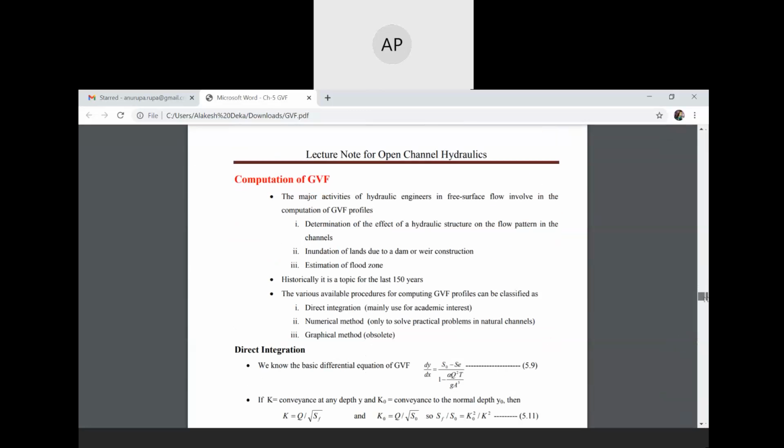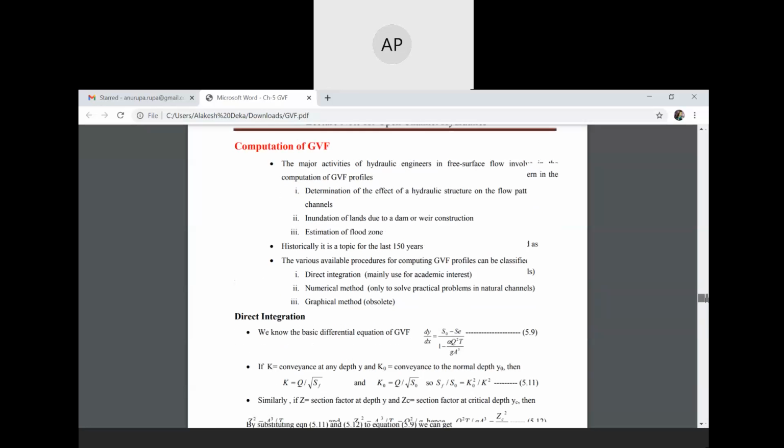Computation of gradually varied flow. So how can we compute the gradually varied flow? The major activities of hydraulic engineers in free surface flow involve the computation of GVF profiles. Number one, determination of the effect of hydraulic structures on the flow parameters and the flow pattern, and inundation of lands due to a dam or obstruction, and estimation of the flood zone.